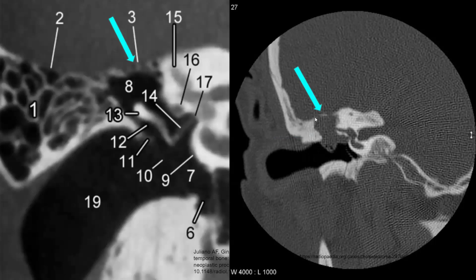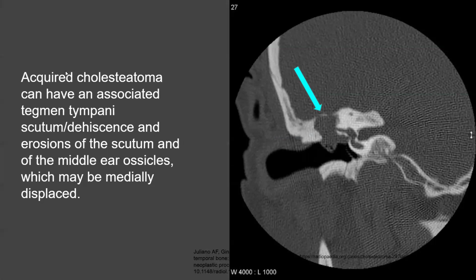We also see this arrow is pointing to something called the tegmen tympani. So tegmen refers to roof, and so we have a tegmen tympani and a tegmen mastoideum. So number 2 is a tegmen mastoideum. Number 3 is a tegmen tympani, and these are just roofs of the tympanic cavity as well as the mastoid air cells. And so you can have the tegmen tympani or this roof become dehisced in the setting of a cholesteatoma.